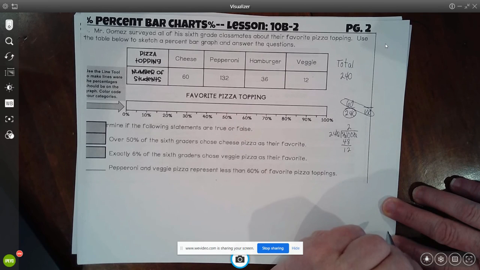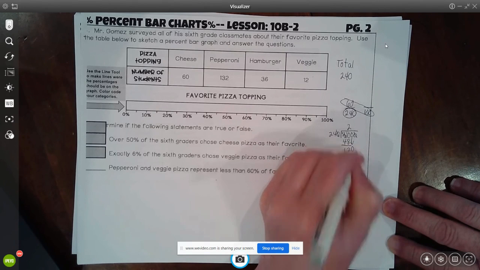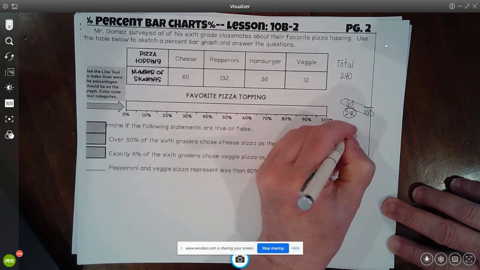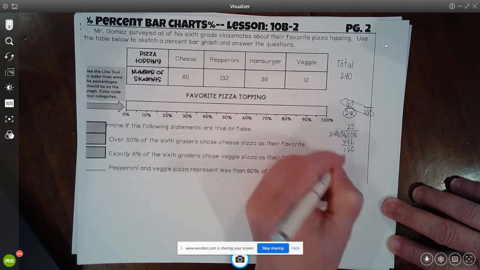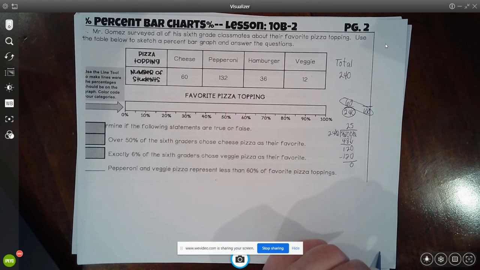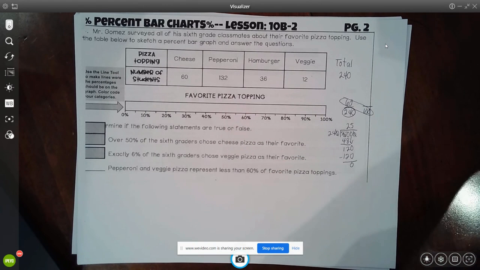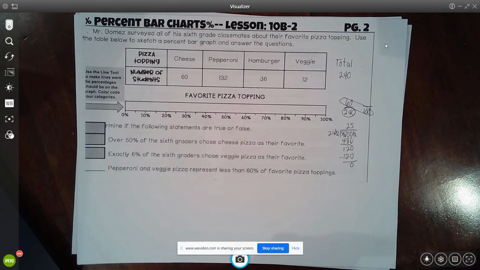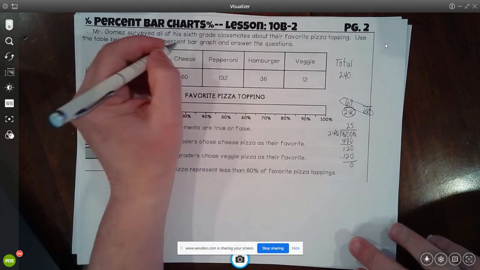That leaves 12, and I'm going to put down that 0. And 24 goes into 12 5 times to finish that out. So I've found that cheese pizza would be 25%.